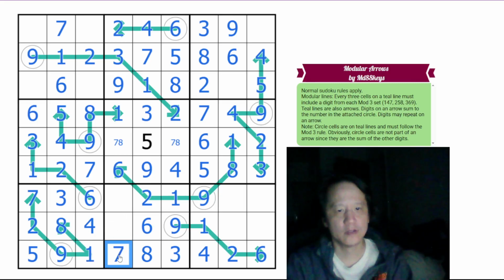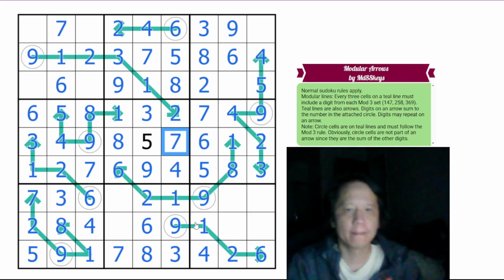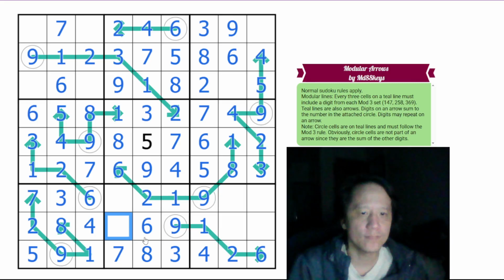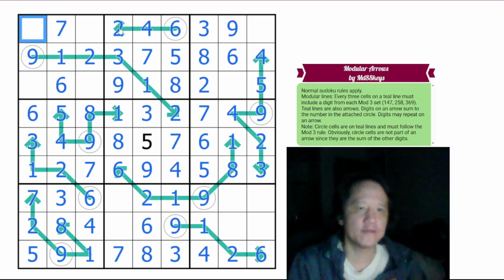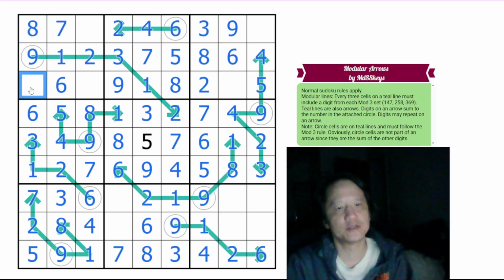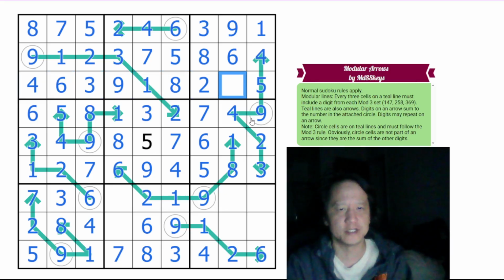Okay. This 7 eliminates 7 here, so it's 8 and 7. Remaining digits in column 1, we have 4 and 8. 4 can't be here because 4 in the row, so that's 8 and 4. Remaining digits in column 3 are 3 and 5. 3 can't be here because 3 in the row, so this is 5 and 3. That leaves in row 1 the remaining digit of 1. In row 3, the remaining digit of 7.